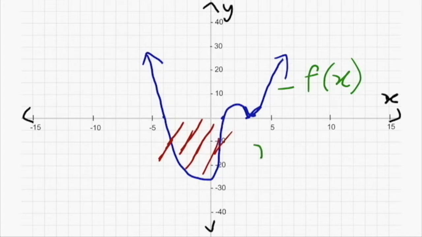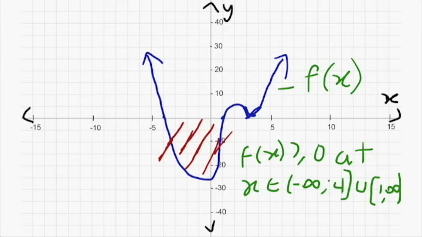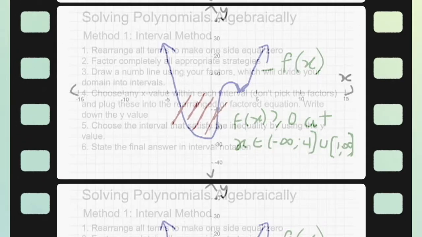I'm going to label this f of x, and f of x is greater than or equal to 0 at an x value that is from negative infinity to 4, union with 1 to infinity, because it never goes below the x-axis after 1.